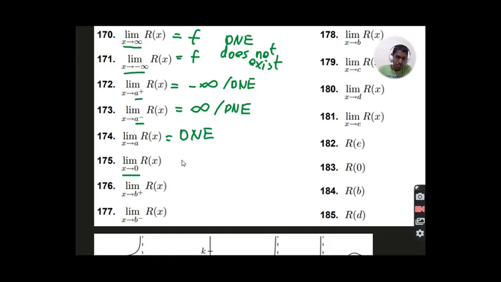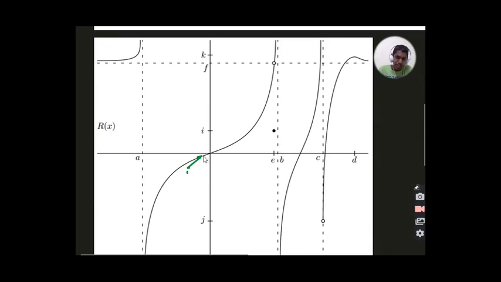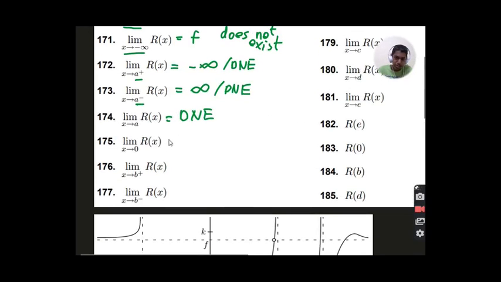Okay, x approaches 0. As x is going to 0, where is r of x going? It's going to the same place from both sides, so it's pretty clear it's just going to be 0.